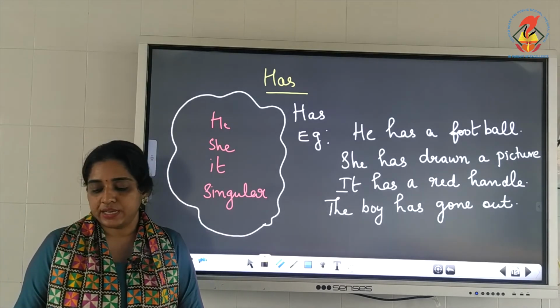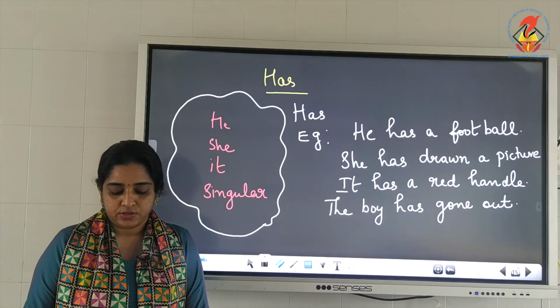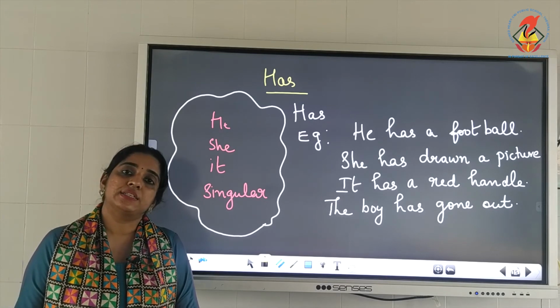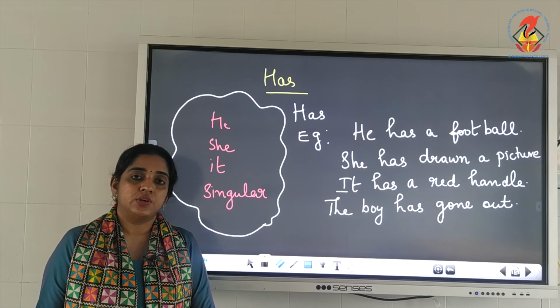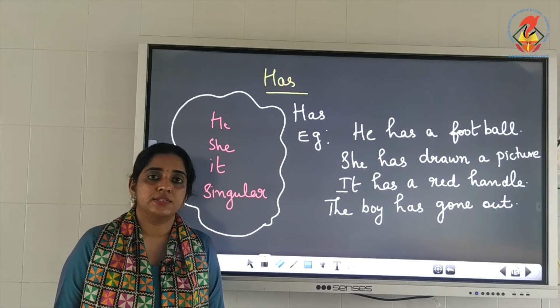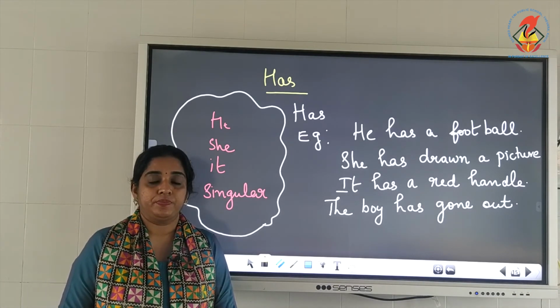Now, take your textbook. You have one exercise. Fill in the blanks with has or have. Sonali dash a new laptop. So, Sonali is a singular subject, one girl. For singular, what do you have to use? Has. So, the answer is Sonali has a new laptop.